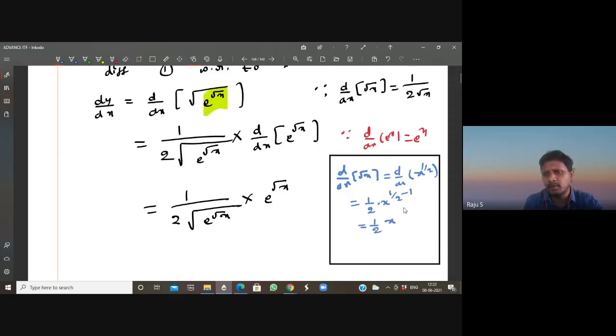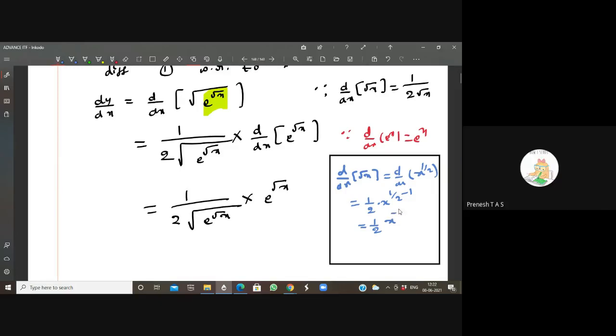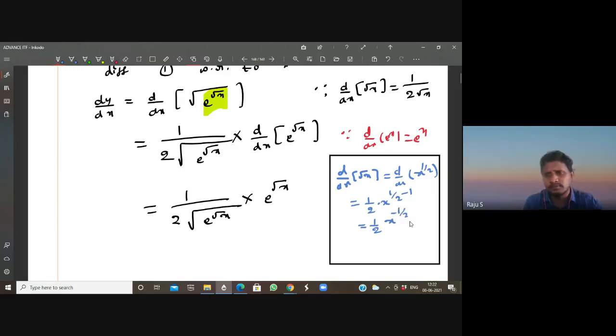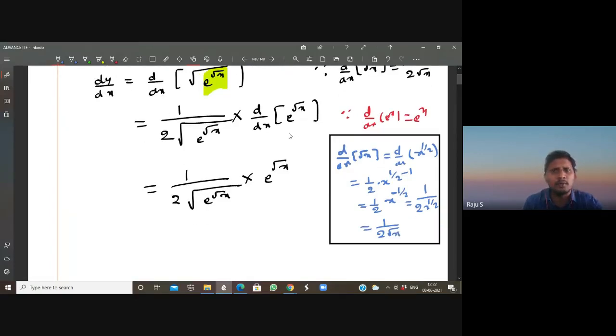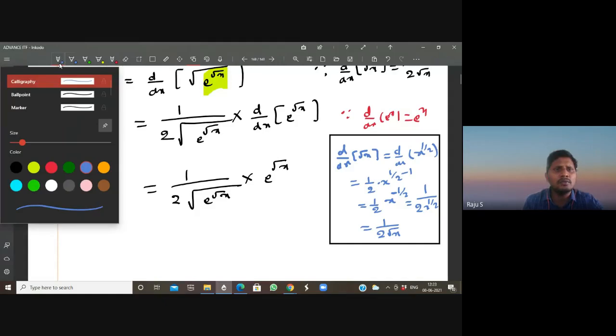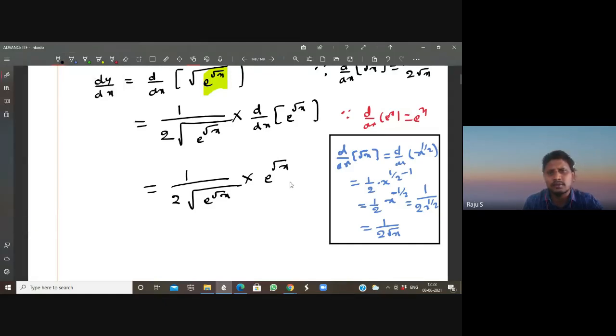X power 1 by 2 minus 1 is? Yes, sir. Understood? This can be written as 1 by 2 times x power minus 1 by 2. Because the power is negative, take it into the denominator, so 1 by 2 times x power 1 by 2, which can be written as 1 by 2 root x. Remember that formula, root x, directly. Okay, so it is in the form of e to the power of x, so e power x again into d by dx of root x.